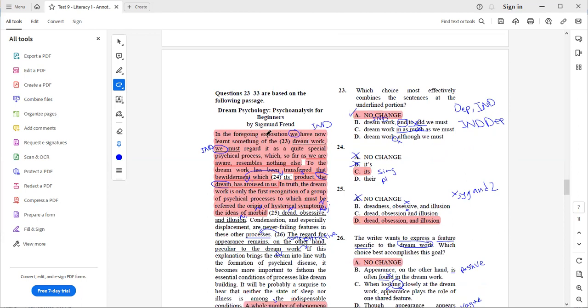In the foregoing exposition, we have now learned something of the dream work. We must regard it as a quite special psychical process, which so far as we are aware resembles nothing else. Okay, the first option has a full stop here. Now the two sentences are independent and they are connected with a semicolon. So there is no problem. Take care. It's right to have a semicolon between them.